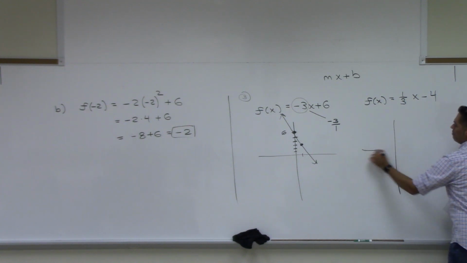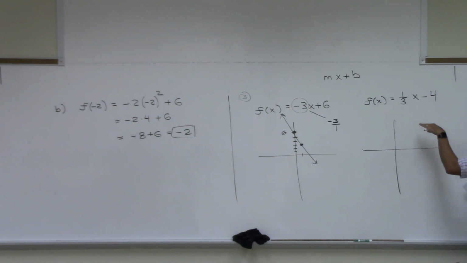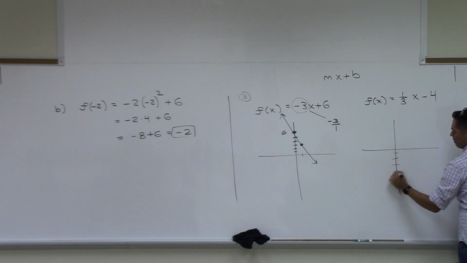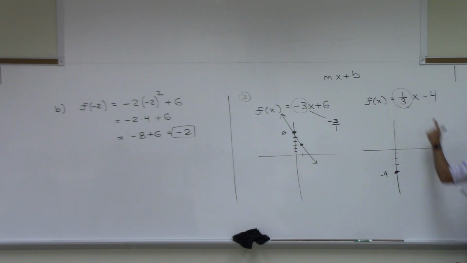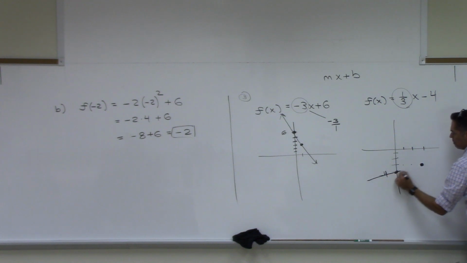This problem, slightly different. Your y-intercept is now down 4. 1, 2, 3, 4. And then to get to another point, you use this slope, which means you rise by 1 and run by 3. So you only go up 1 and then to the right 3. So up 1, to the right 1, 2, 3, like that. Right, and draw a line between those. That's it.